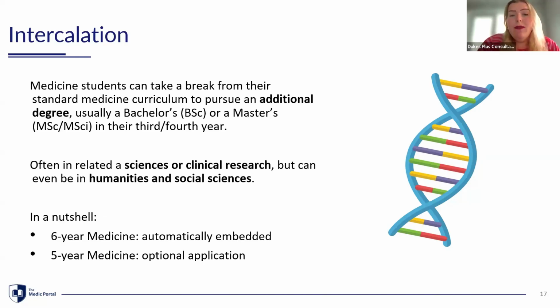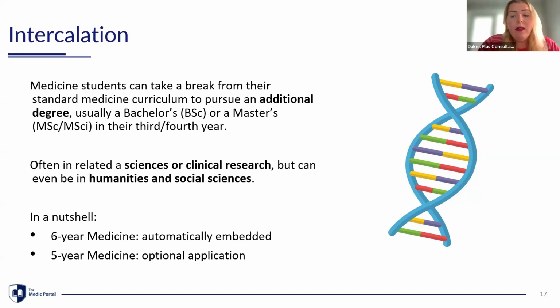So if you know at the point of application, you absolutely would be delighted to have an intercalation opportunity, then looking at 6-year programs can help to guarantee that possibility for you. If you're a bit unsure or you don't want an intercalation opportunity, then it might be more important to look at the 5-year pathways instead.